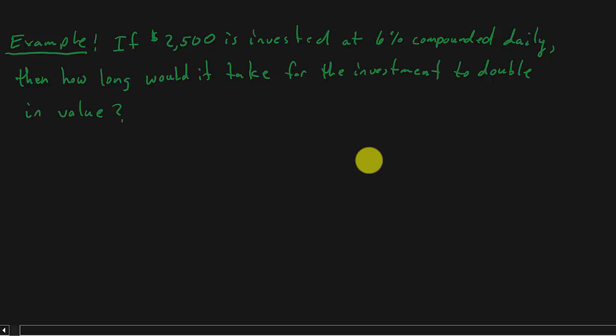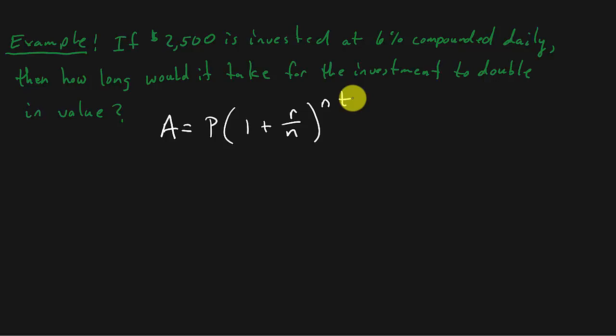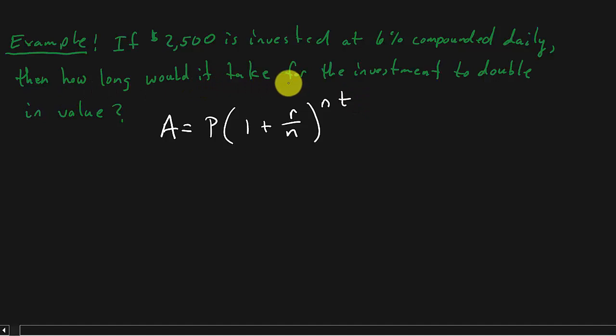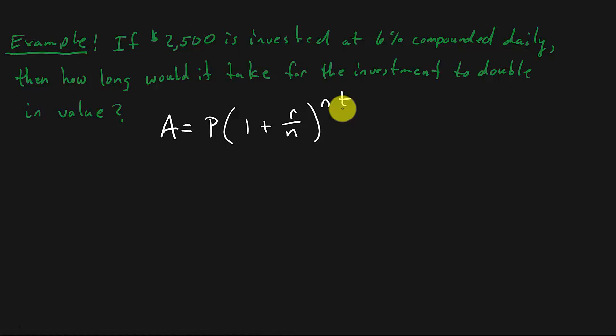So let's write down the compound interest formula. You may remember it from previous videos. A equals P times 1 plus R over N raised to the NT. Now, what are we wanting to know? How long would it take? That's T. Remember, that's what T represents, the number of years.